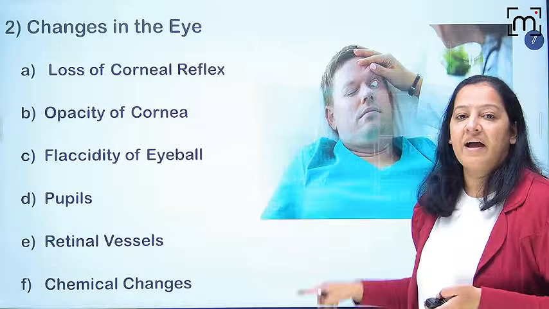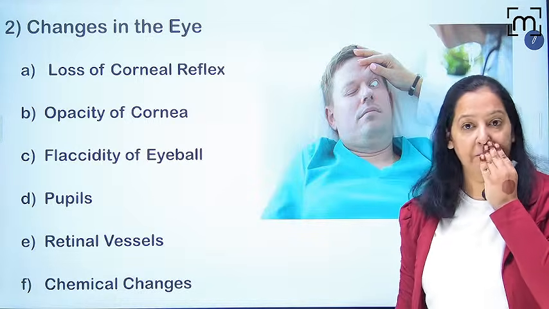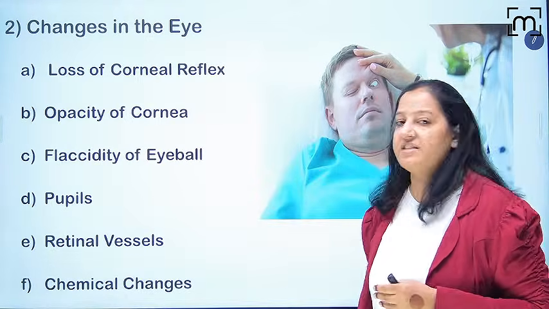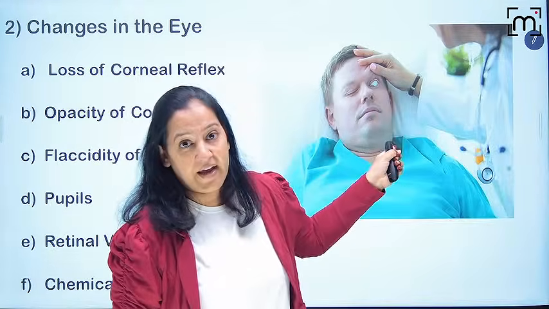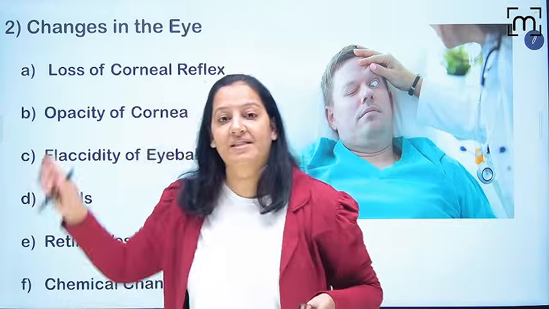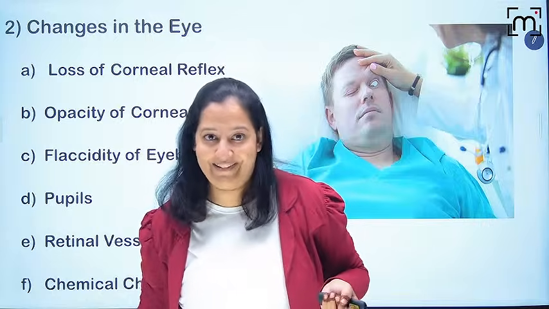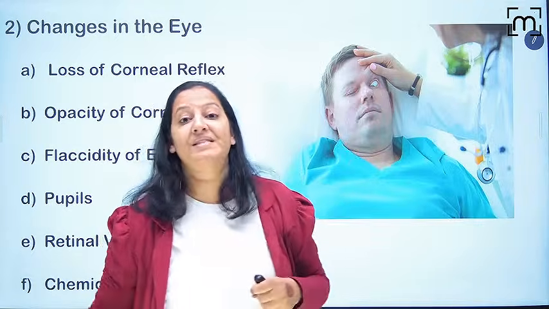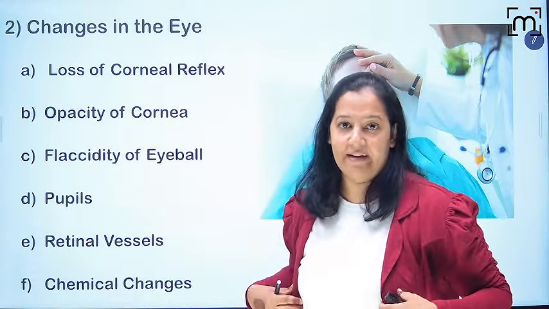Okay, changes in the eye. There are 6 changes in the eye. One by one, I will elaborate all of them. What are the 6 changes in the eye? So if you are examining the eye of a dead person, you should examine for 6 things to declare it dead. These 6 things should be seen in the eye in a dead body to declare death.